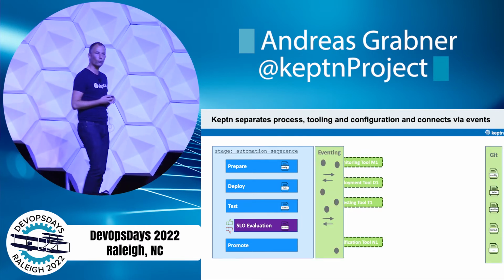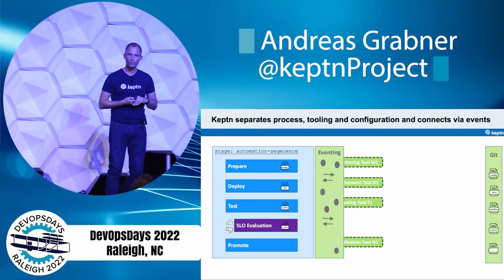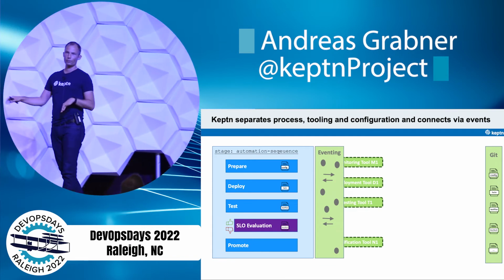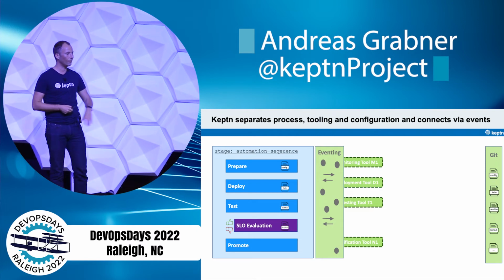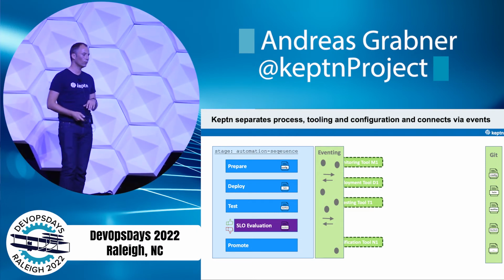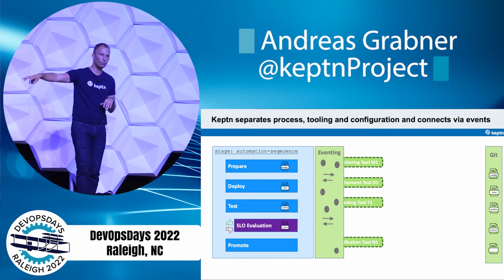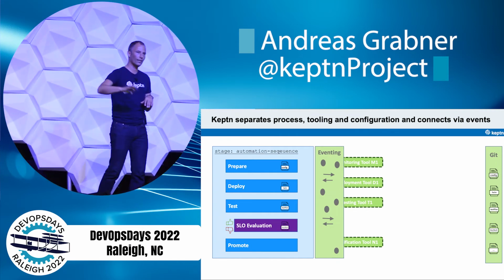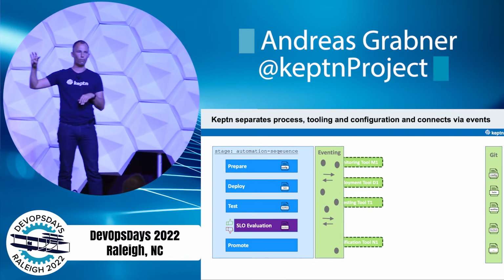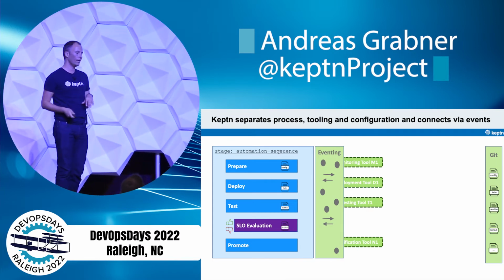And so what we said, we need to break this monolith. We need to break the monolithic automation scripts. We need to separate process from tooling. So we have the process on the left, we have the tooling on the right. And we also put the configuration in a Git repository. You saw my Git repository earlier. Every configuration ends up in Git in a specific tool folder belonging to a certain stage and a service.